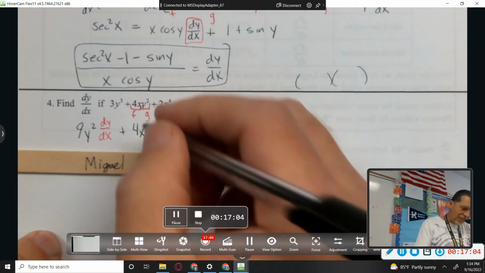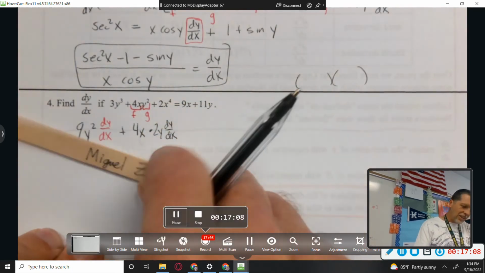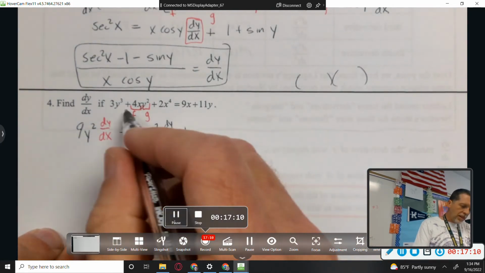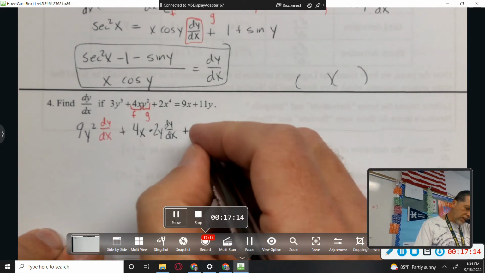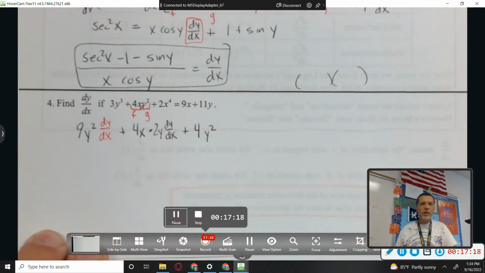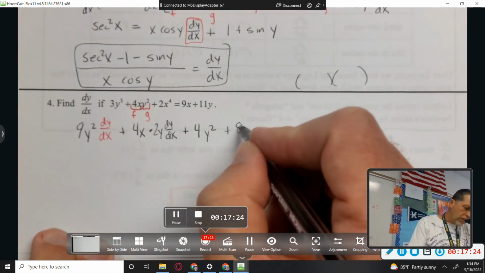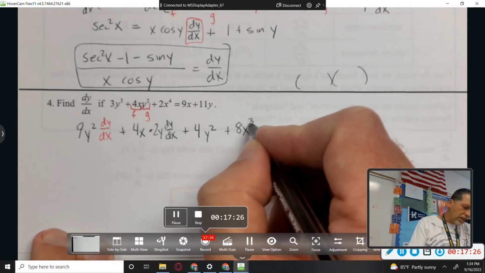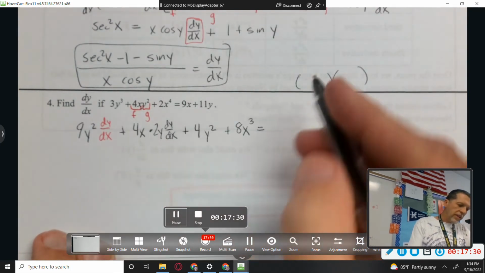2y dy dx. Good. And then the other way around, the derivative of the first one times the second one, so that one's just 4y squared. Then the derivative of 2x to the fourth, start to get easy again, or easier, 8x cubed. Derivative of 9x is 9.